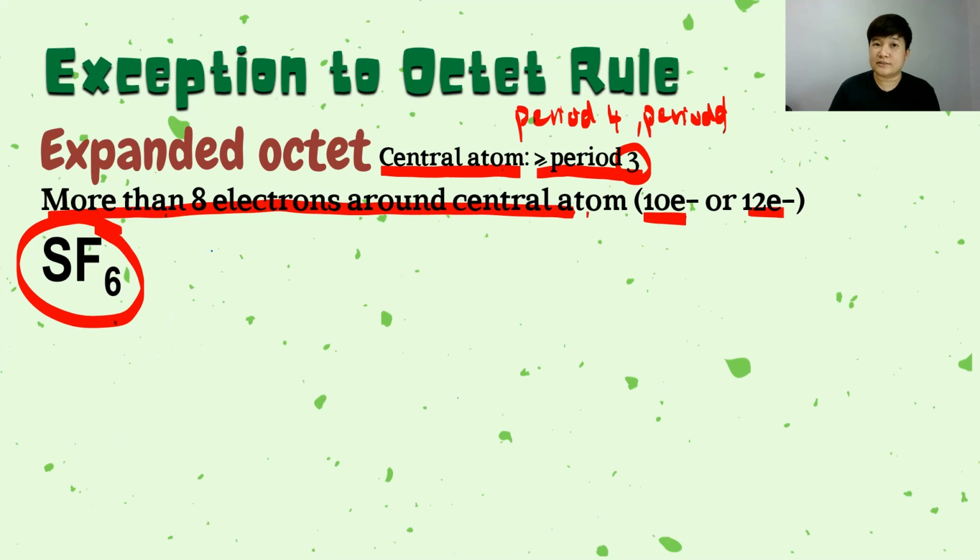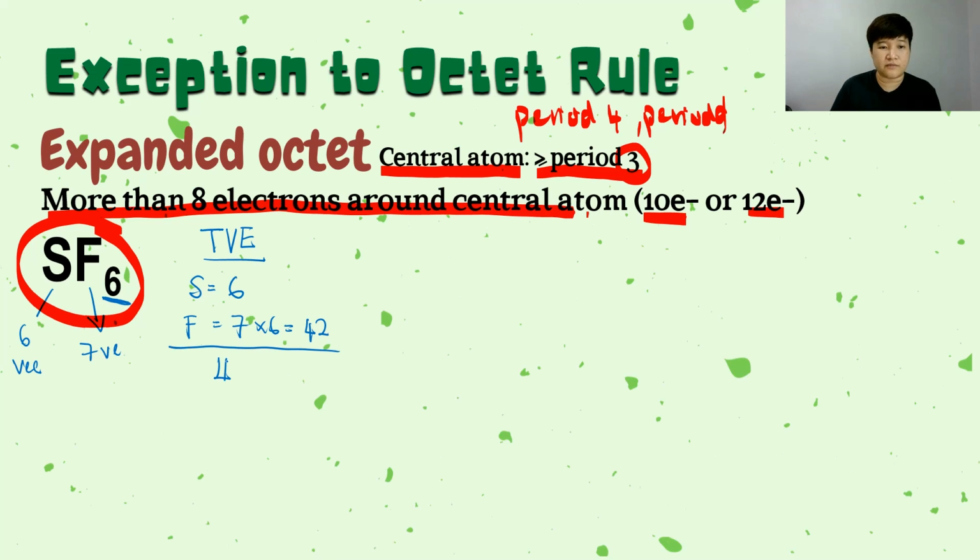SF6. And as always, we start off with the total valence electron, correctly. Sulfur has 6 valence electrons around it, as it is in group 16. And fluorine has 7 valence electrons, so it will be 7 times 6, because 6 fluorine atoms exist here. So work out your mathematics. Here it is 42, plus 6, the total valence electron is 48. Make sure you calculate that very, very correctly.